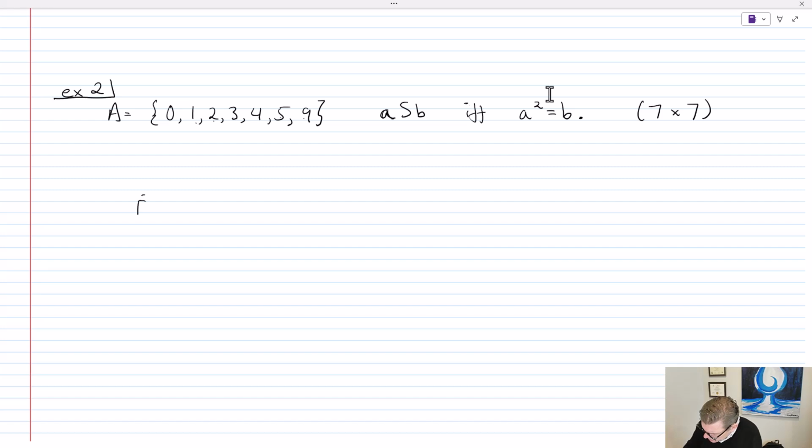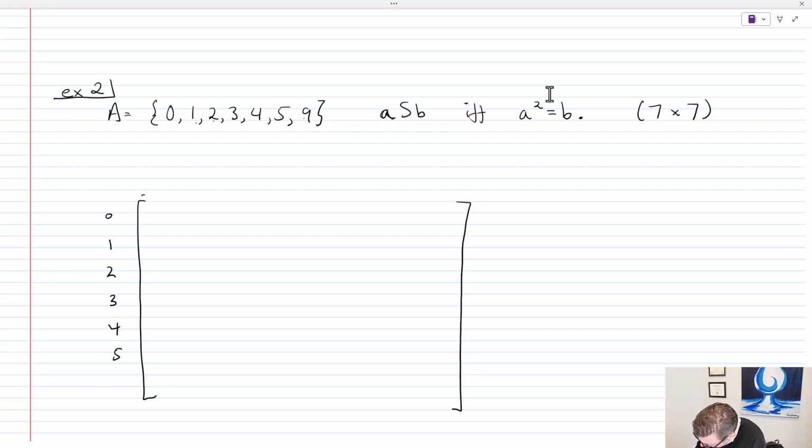So what we'll do is we'll actually generate that. It's going to be a large matrix, or a fairly large matrix. Although in computer science terms, it's pretty much nothing. And now we have 0, 1, 2, 3, 4, 5, and 9. In addition, we'll have that across the columns. 0, 1, 2, 3, 4, 5, and 9. And now, if A squared equals B, then what we'll do is we'll put in a 1. Remember, 1 is true, 0 false.